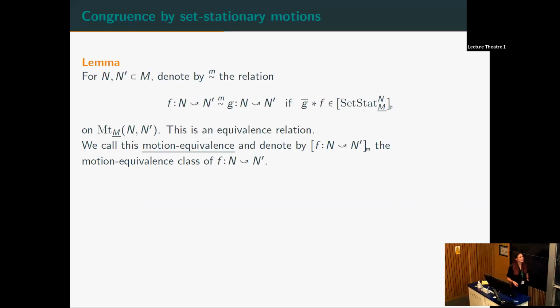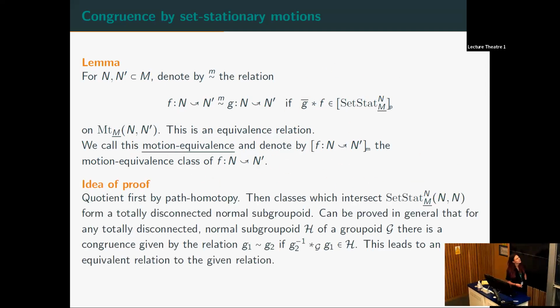Okay, so then what precisely is our equivalence relation? So we define motions f and g from N to N' to be equivalent if g bar star f is in the path equivalence class of a set stationary motion. And this really is an equivalence relation that we refer to as motion equivalence.